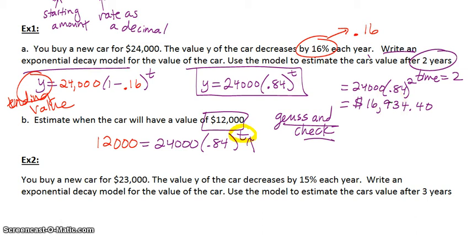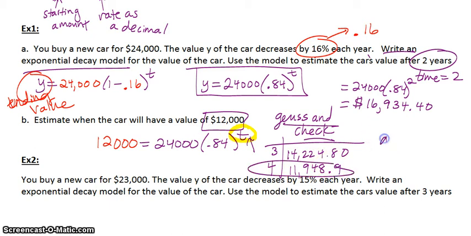And after you guess and check, so let me guess and check here. I plugged 3 in, and the answer was 14,224.82, high still, so I'm going to guess 4. I end up with this, 11,948.9, so close enough. So estimate when the car has a value of 12,000? After 4 years. After 4 years, the value has been cut in half.